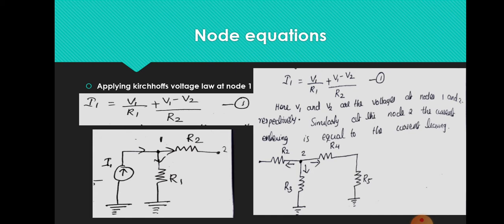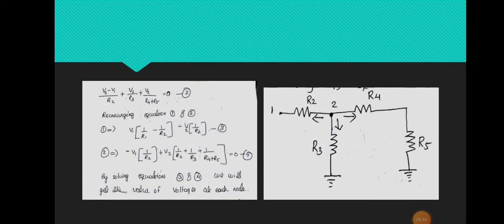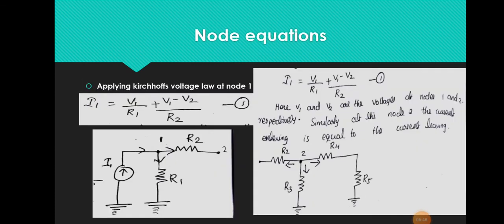Sorry, I have made a mistake in the slide. I have written that we are applying Kirchhoff's voltage law, but actually it is not Kirchhoff's voltage law. That is Kirchhoff's current law. I am not going to change it because I have presented up to 7 minutes, so you should change it. Applying Kirchhoff's current law, sorry, that is my mistake, and you should correct it.